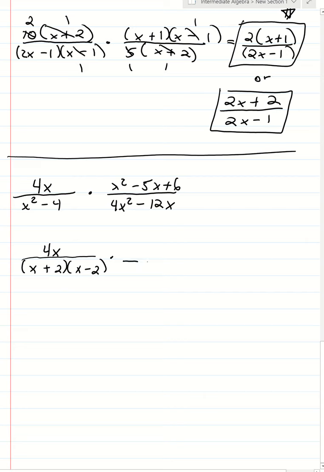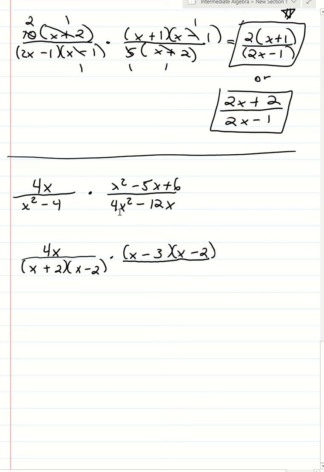Now let's work with the second fraction. This is also factorable. Of course, the factors of x squared would be x and x. We're looking at the same sign, both negative. And so now I'm looking for factors of 6 that add up to the 5. So I'm going to go with 3 and 2.